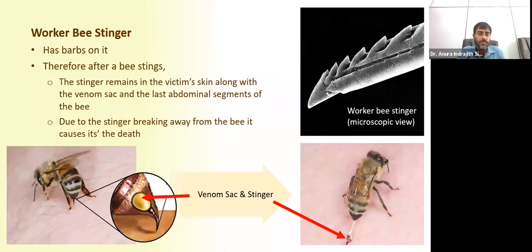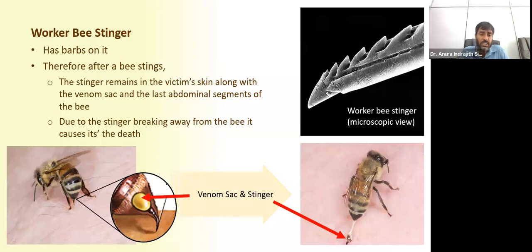Yes, please. Here you can see the EM view of the stinger, the white colored one. You can see the surface, right? It has some barbs, some tooth-like things. So what will happen when they sting you? It will get stuck in your skin. It's very difficult to remove because of the shape.